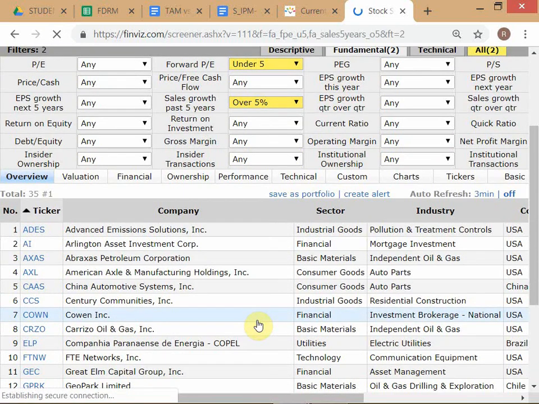Can you see that? Are you guys seeing that? Okay. So now there are only 35 stocks which have forward PE below 5 and plus they have sales growth over the past 5 years over 5%. Okay, so that's how you use this stuff. I've given you the link, please play around with it.